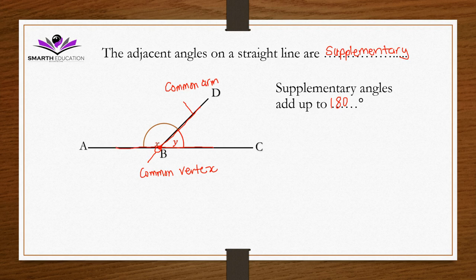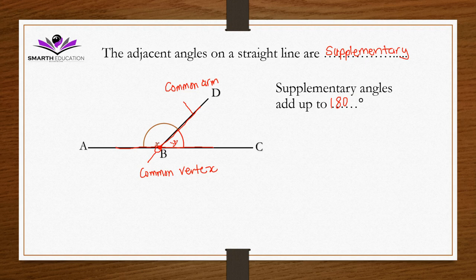And then we have angle X and angle Y. These are adjacent angles on a straight line. Adjacent means what? Adjacent means next to. These angles are next to each other. And then we're saying adjacent angles on a straight line are supplementary, meaning that adjacent angles on a straight line add up to 180 degrees.